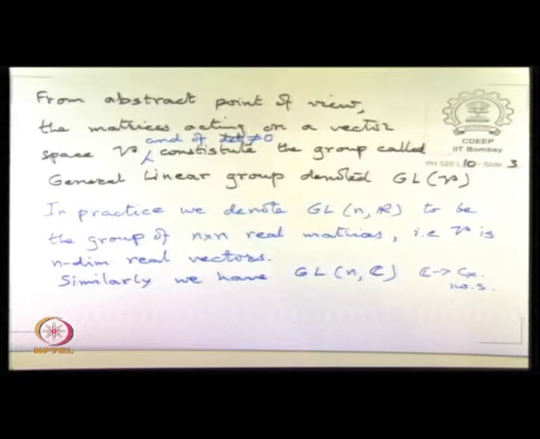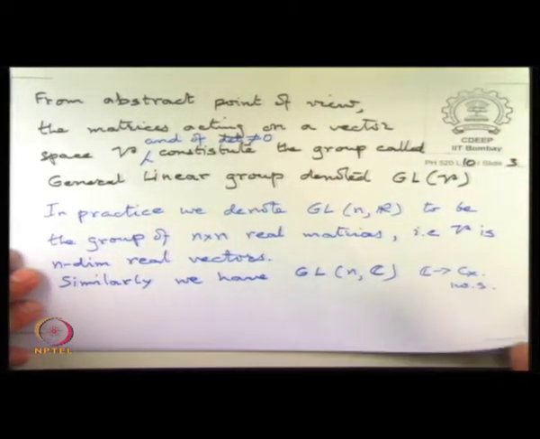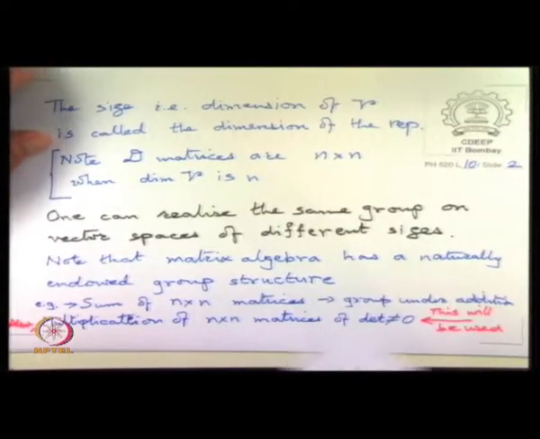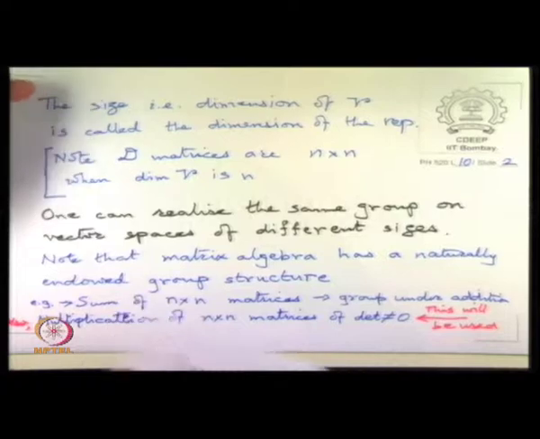Thank you. Otherwise, it will not constitute a group. Okay, here it was. So we already said that we want only those that have determinant not equal to 0. So this is called the general linear group.